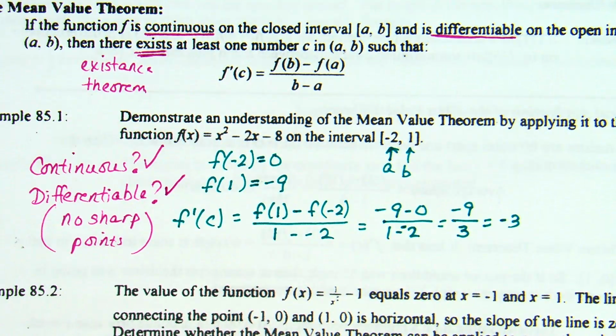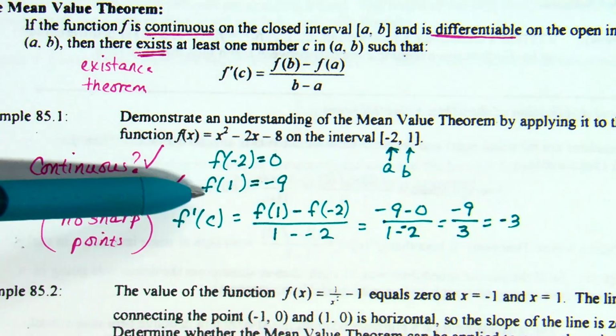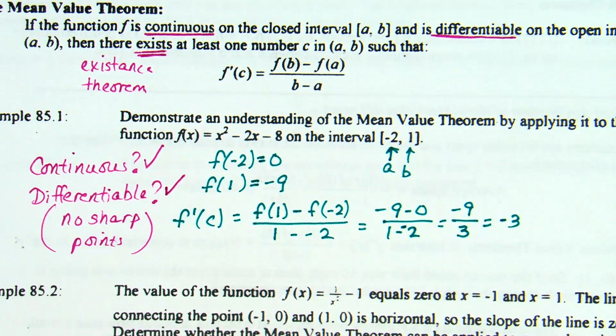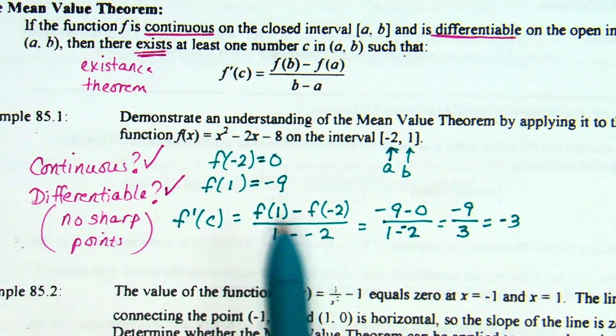So I did f of 1 minus f of negative 2, right? So f of b minus f of a over b minus a. That was f of 1 minus f of negative 2, negative 9 minus 0, over 1 minus negative 2. So that was negative 9 divided by 3, which is negative 3. Now, what is that? That is what f prime of c equals, right?